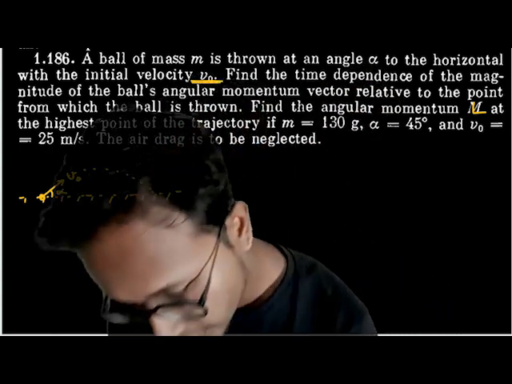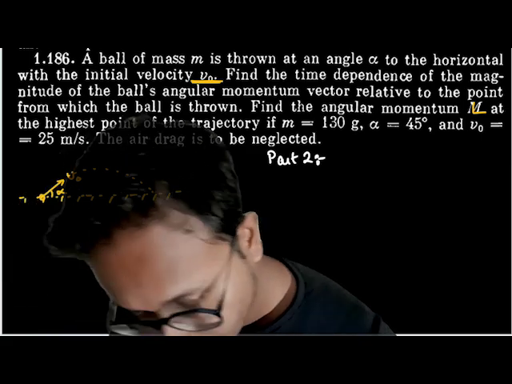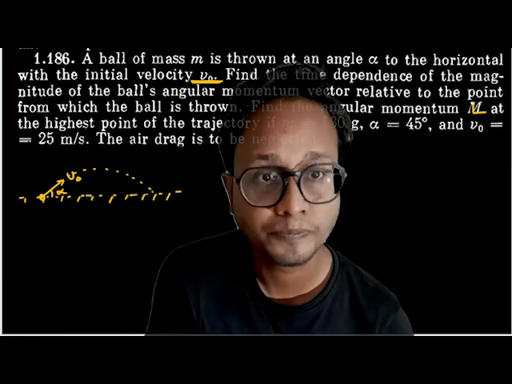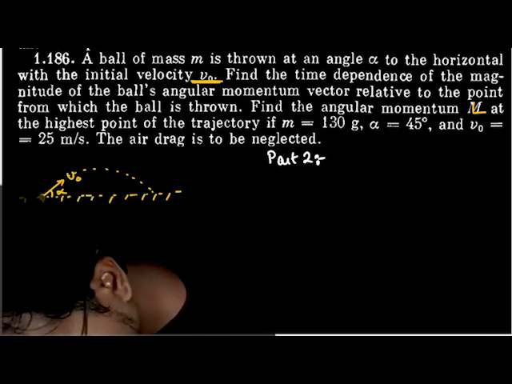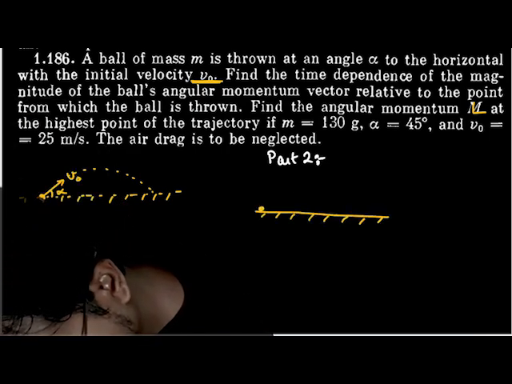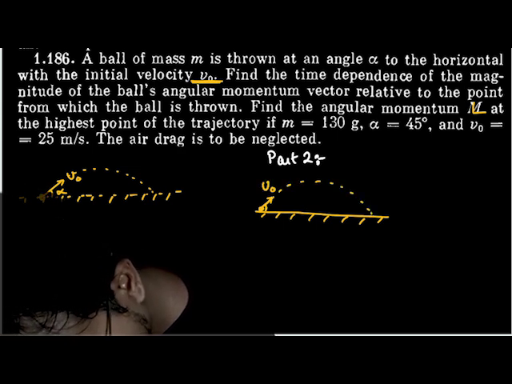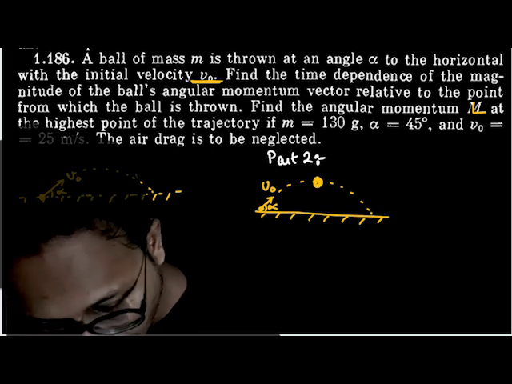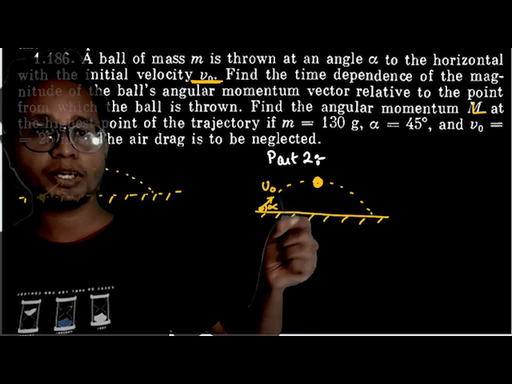So let's deal with part 2 of the question first. This is a ball that is being projected from here. The path of the projectile will be somewhat like this, with initial velocity v0 at an angle alpha. I have to find the angular momentum of the particle when the ball is at the topmost position, or when the ball is out here. I have to find the angular momentum about this point.